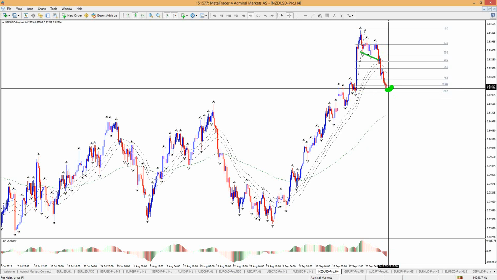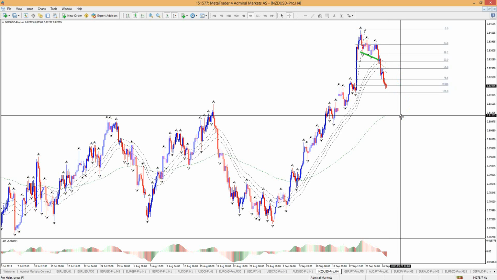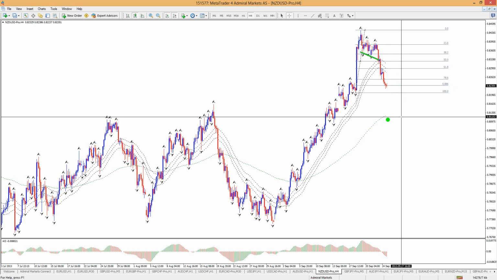The likelihood that we pop up is, in my opinion, statistically getting higher and higher. And a pop up to the band as resistance and then a move down back to the long-term band would make sense. So something like this. Up, down, bounce. That would probably be the path of least resistance, I would think, on the New Zealand dollar at the moment. The long-term band is at 81.